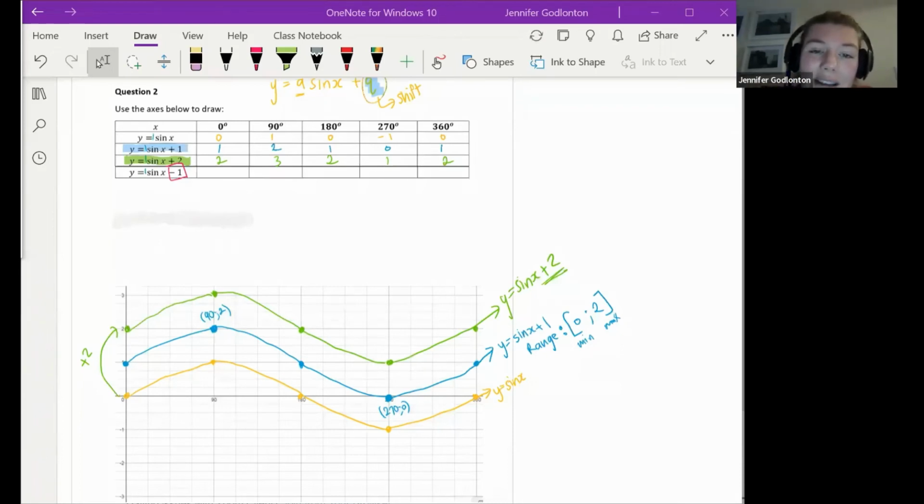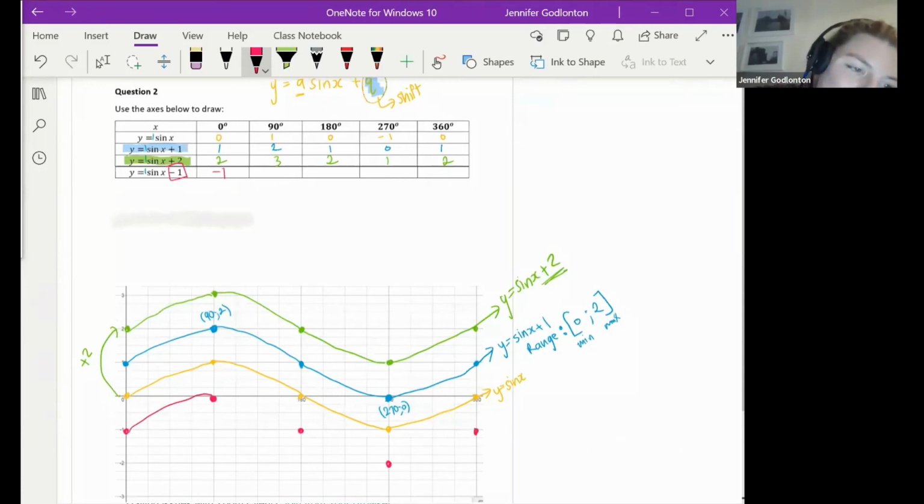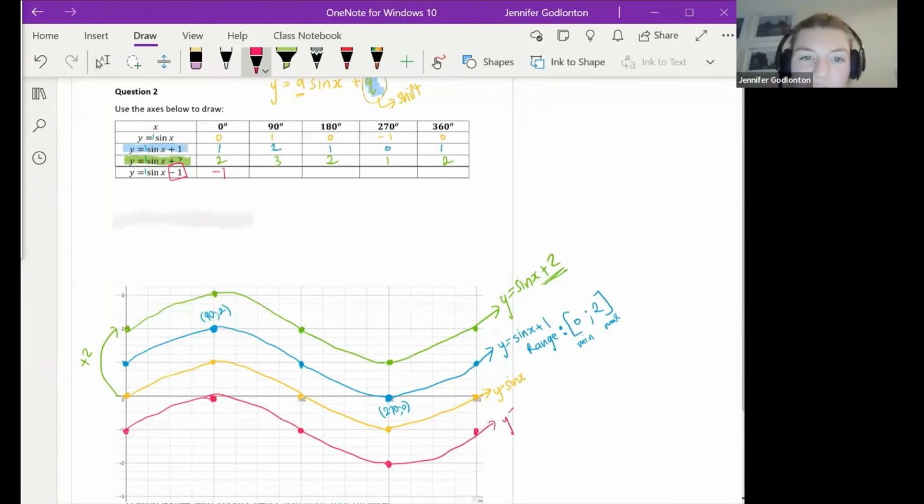Okay. All right, 0 degrees, 90 degrees, 180, 270, 360. If we're shifting this graph down, we're going to start at -1. So now instead of at 0, we're going to start here. Instead of at 1, we're going to start at 0. Instead of at 0, we're going to go to -1. Instead of -1, we're going to be at -2. And again, we have this exact same graph. It's just being shifted down by 1.